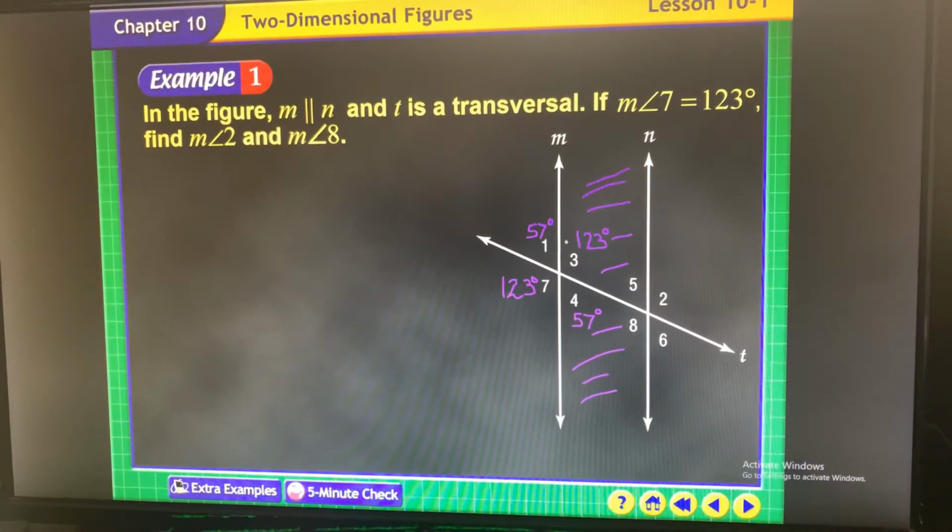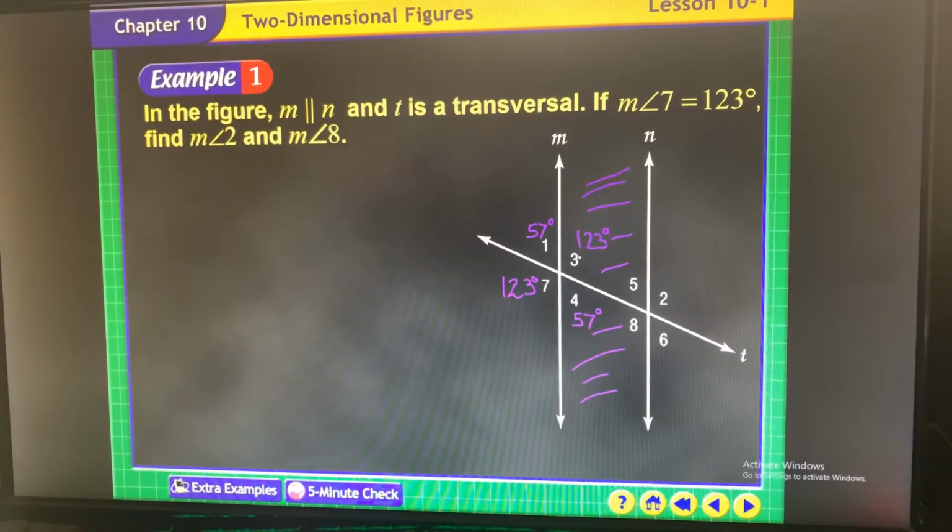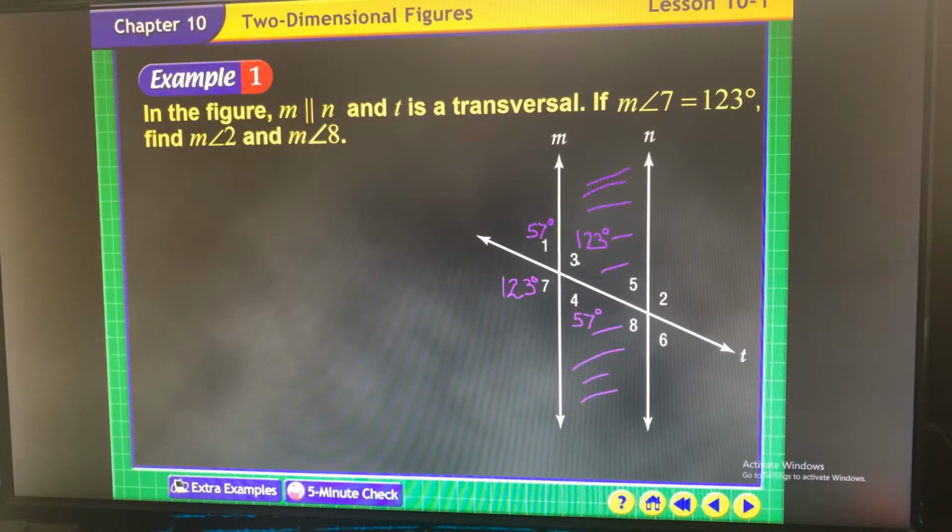So I can tell you that alternate means on opposite sides. Alternate interior angles are congruent to each other. So if you look, angle 3 is on the opposite side of angle 8. Those are alternate interior angles and therefore congruent. And you can see they're both obtuse. What is alternate interior to angle 4? Angle 5. So if I know 4 is 57, then I know 5 is 57.